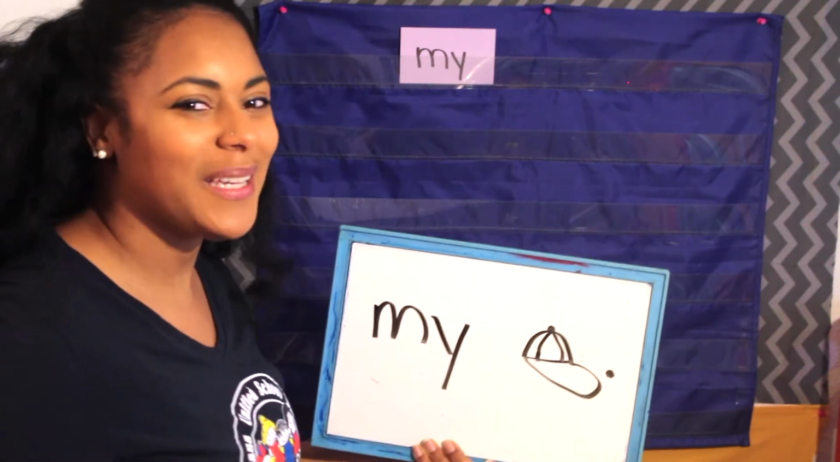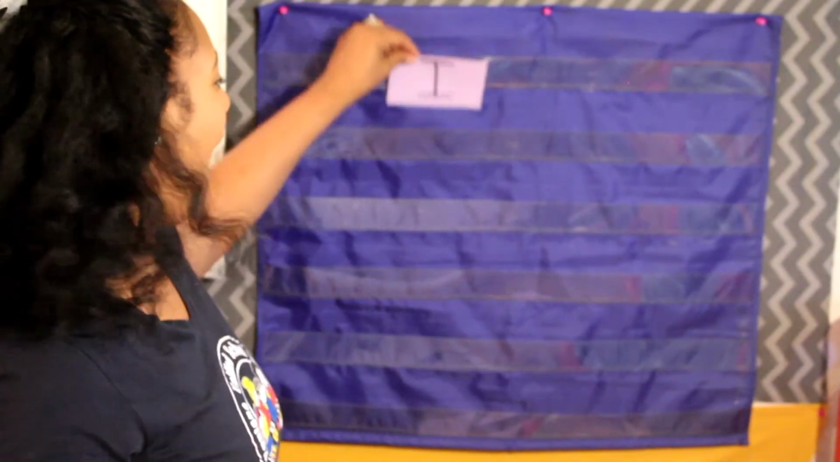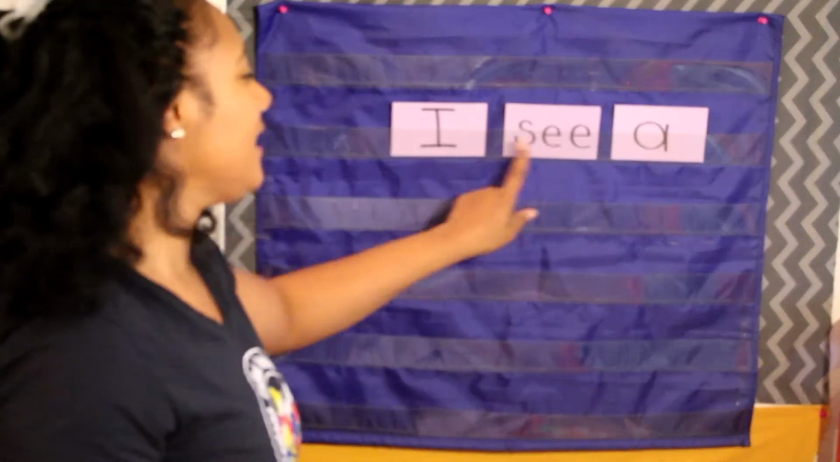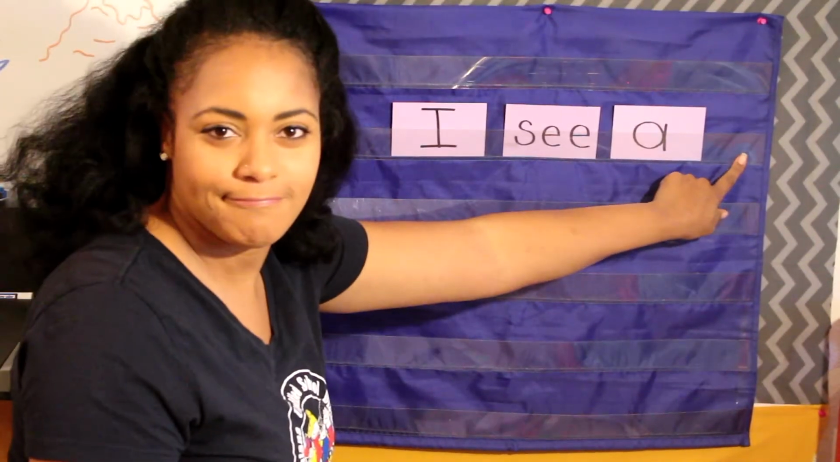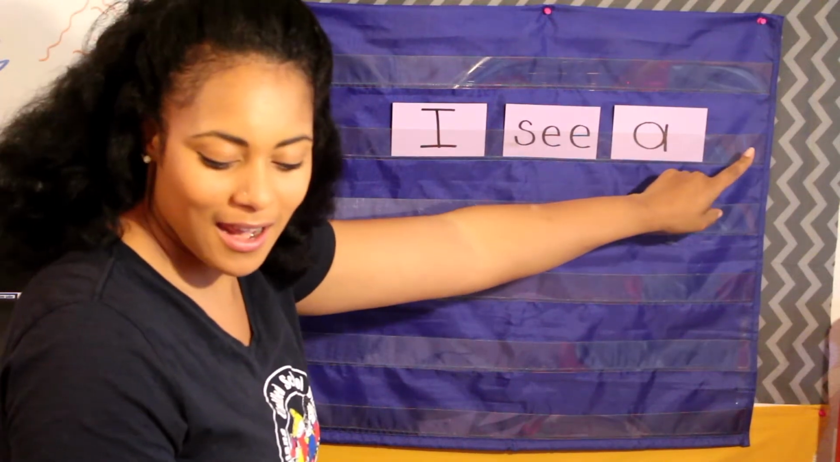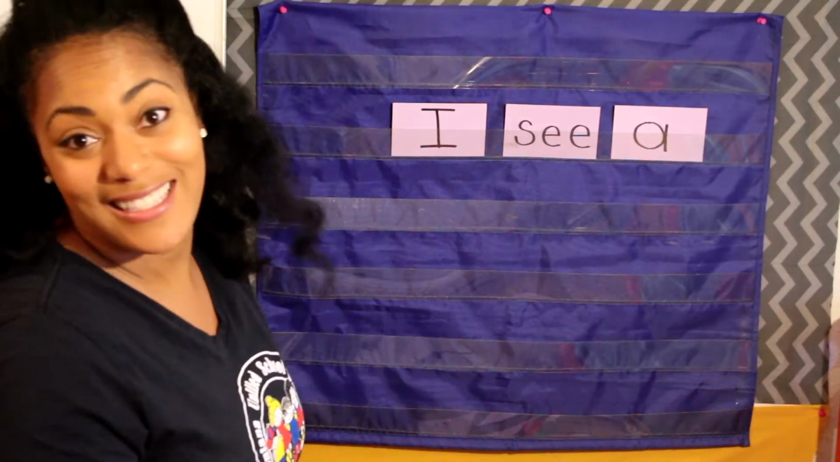That was easy. Let's make it a little bit harder now. I'm going to use the word I, see, a. Let's practice reading that. I see a. I see a, what's something that we can see? I see a cat. I see a cat.